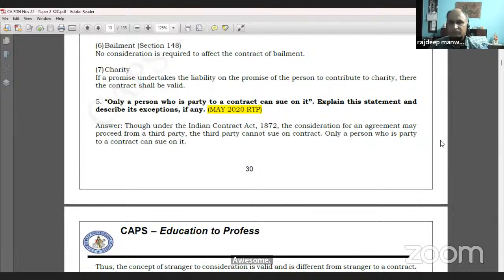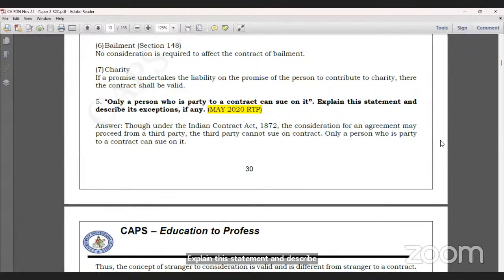Only a person who is party to a contract can sue on it. Explain this statement and describe its exceptions, if any.